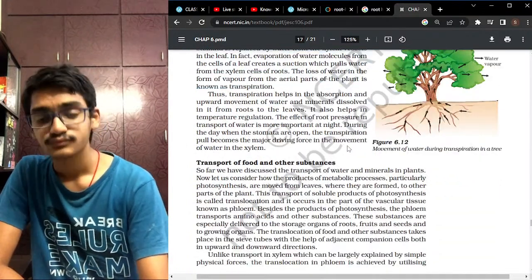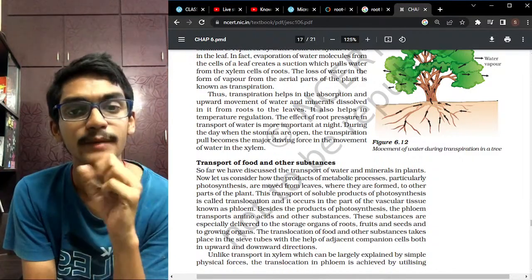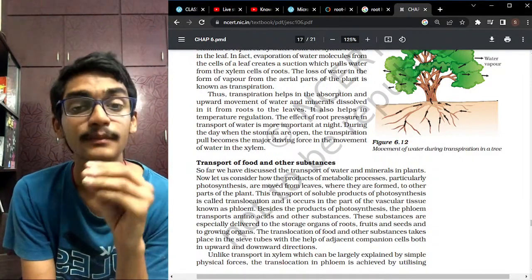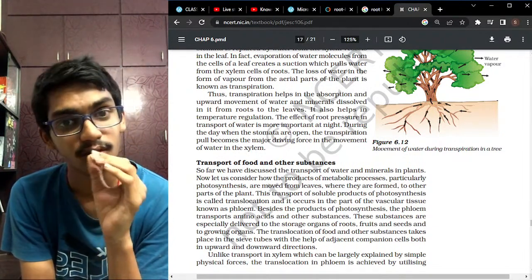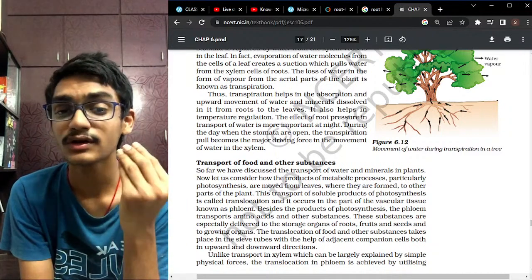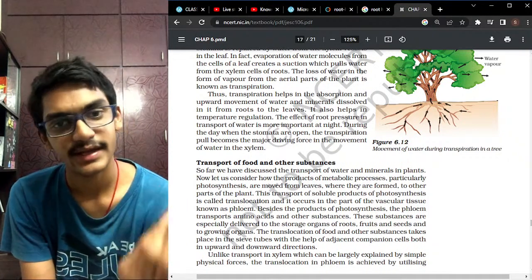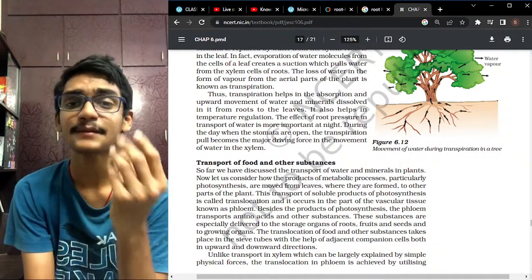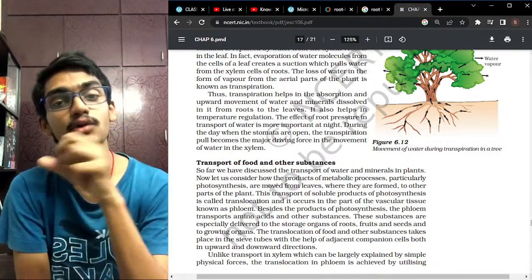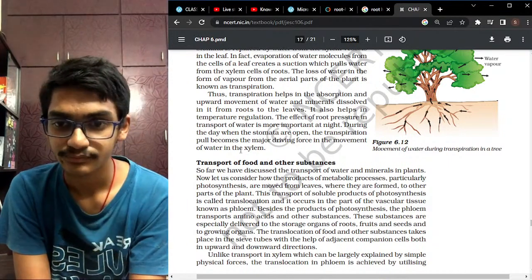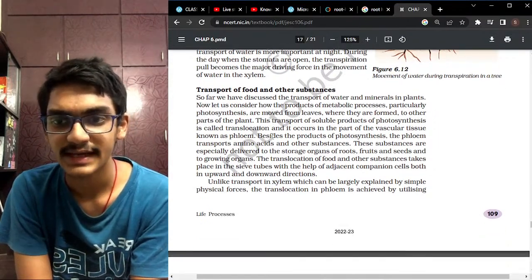Okay. And the important point is that, as you can see, transpiration helps in the absorption. More importance is actually given to the transpiration pull. Okay, but during the night time, more importance is given to the root pressure, because transpiration will only occur during the sunlight, whereas the root pressure will occur during the daytime and the night. And during the night time, as there is no transpiration, the root pressure plays a very important role in transporting the water to all the different parts of the plant. It becomes a major driving force in the movement of water in the xylem.